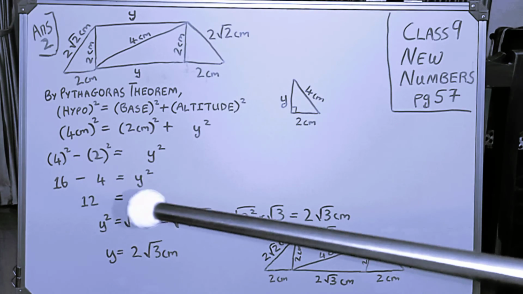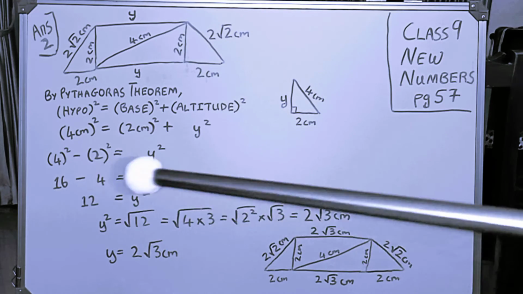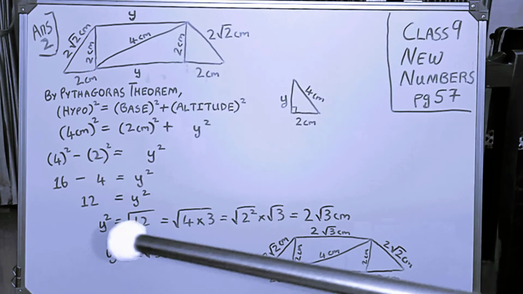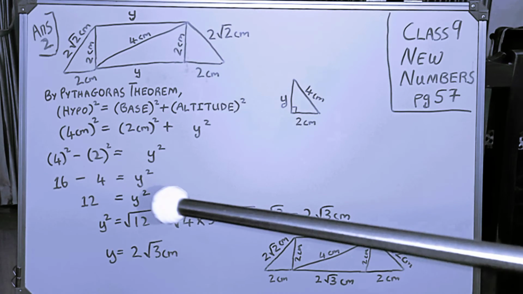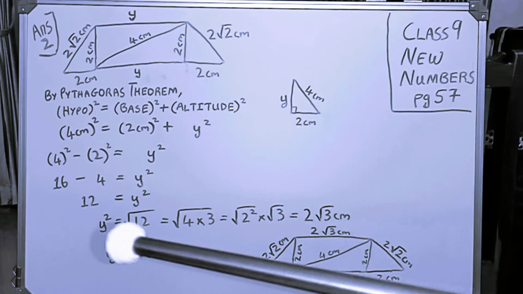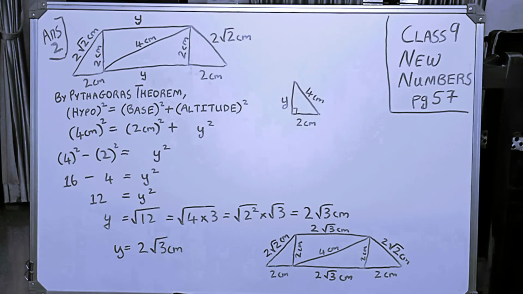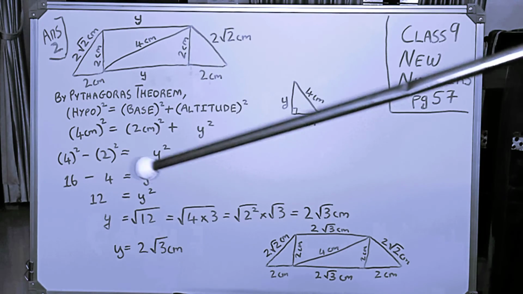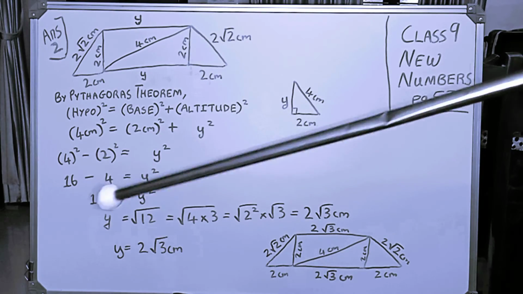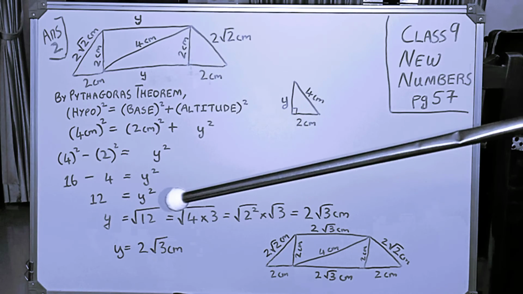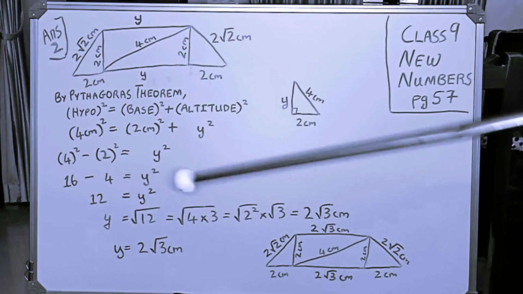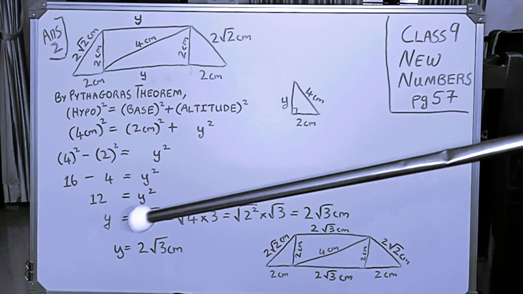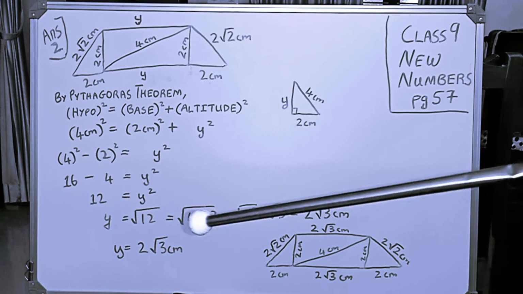Now we are rearranging it. This we are taking to left and this we are taking to right. So y square is equal to 12. When we remove the squares, the opposite side will get a square root. So y is equal to square root of 12.